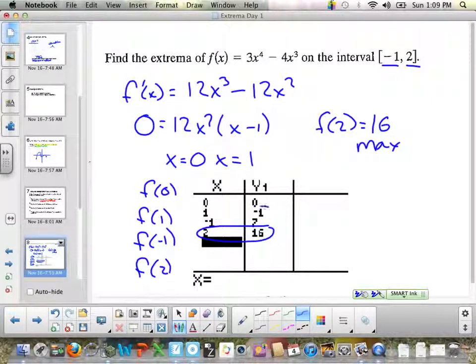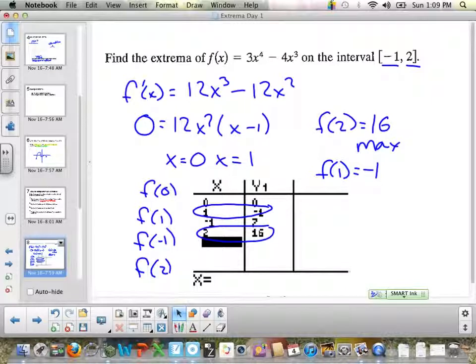And the lowest value is -1, and it happens at 1. F of 1 equals -1. And because this is a closed interval, those are absolutes. Absolute minimum is -1, and the absolute maximum is 16.